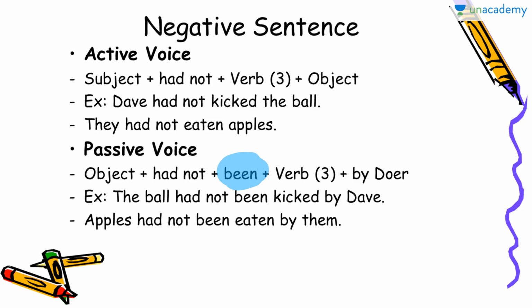Coming back to the examples over here, the ball had not been kicked by Dave. Apples had not been eaten by them. So the only difference is of been, it is followed by verb third form and then by doer's name.